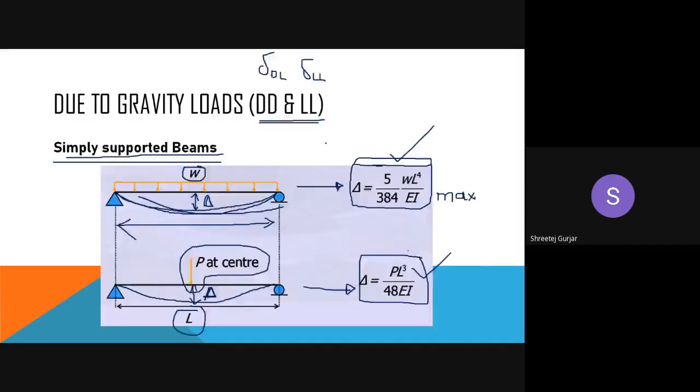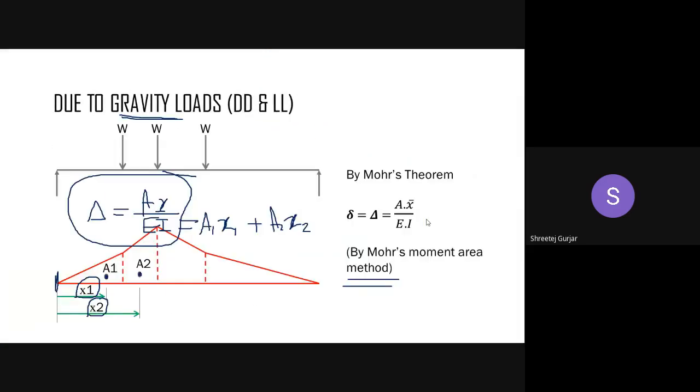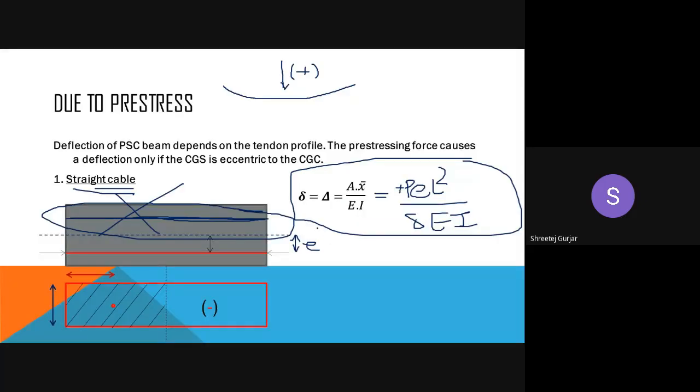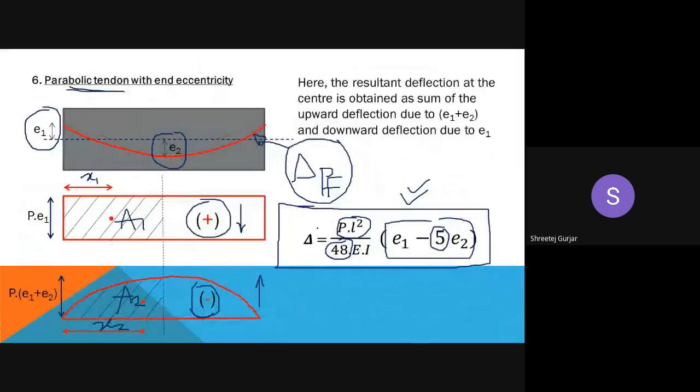Next, after short-term, as I've told you, here we have all of these short-term formulas for dead load and live load. If you have any random dead load or live load given to you, you can use the moment area theorem to calculate. Then deflections due to pre-stress for various cable profiles, you can calculate.